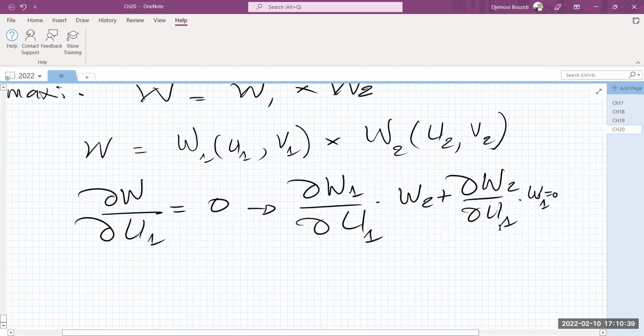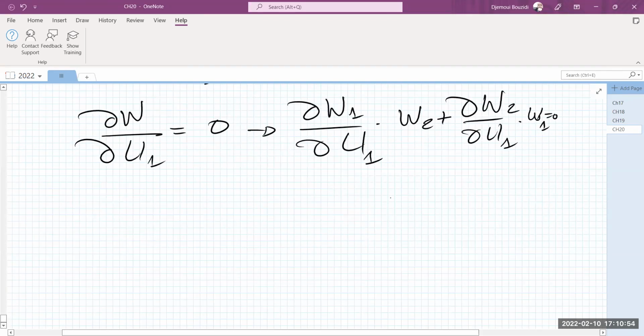Okay. However, I have to be careful in here. I took the entire derivative with respect to U1. I have to use the chain rule in here to find the derivative with respect to U2, because W2 doesn't depend explicitly on W1, it depends on U2.